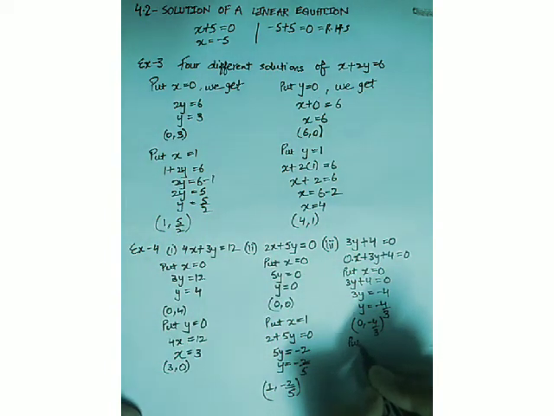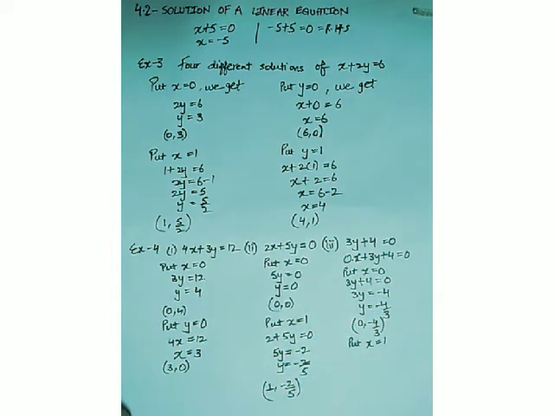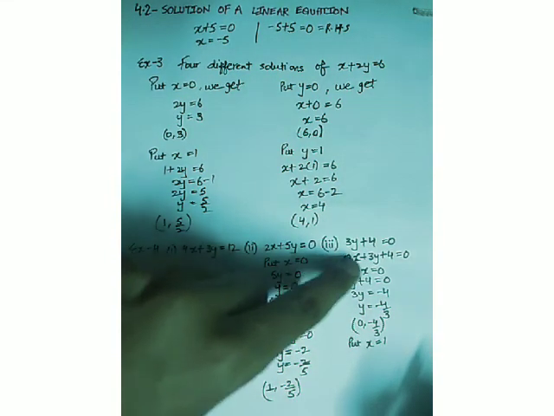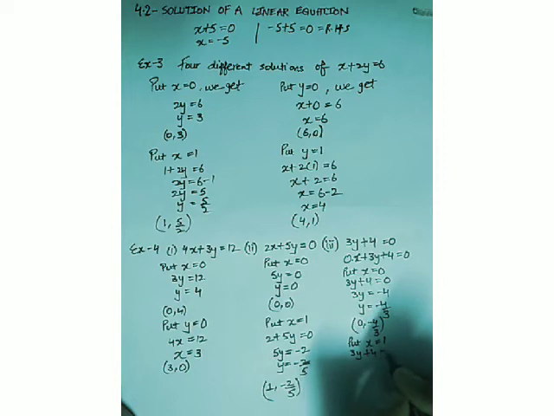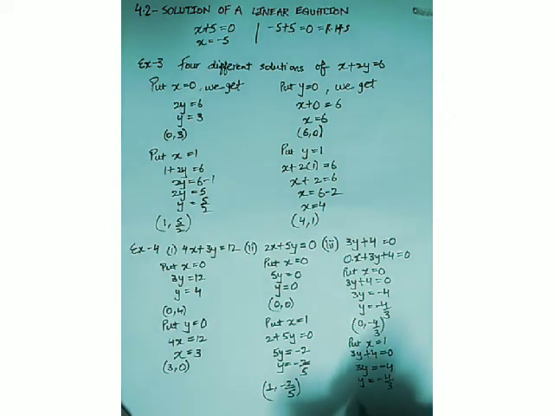Now put x is equal to 1. 1 multiplied by 0 is again 0. You will again be left with 3y plus 4 is equal to 0, and again it will be 3y is equal to minus 4, so y is equal to minus 4 by 3. So your second set of solution will be (1, -4/3). The y coordinate is the same.